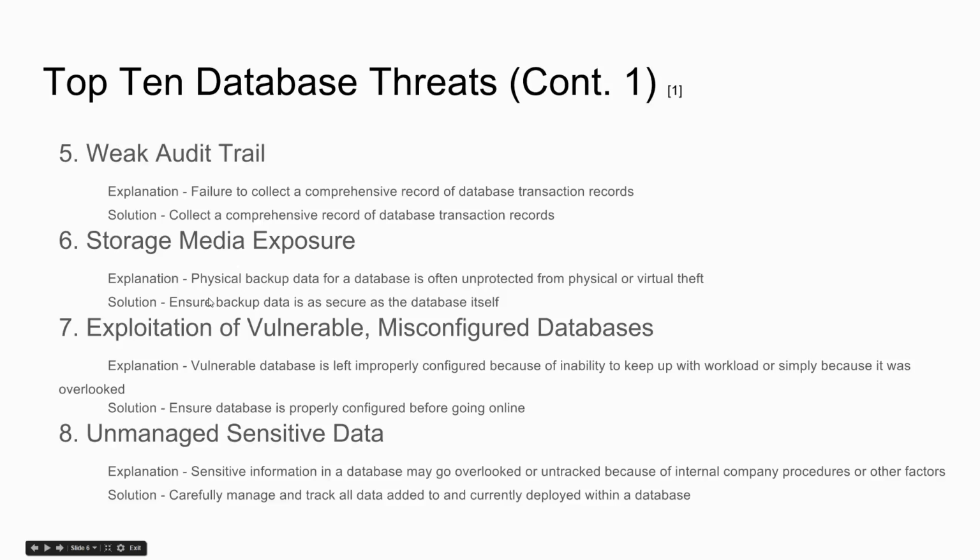Number six is storage media exposure, and that's when physical backup data for a database is often unprotected from physical or virtual theft. And we went over this in the brief introduction. You want to have your database, whether it's the backup or the physical hard drive that the database is carried on, protected from just somebody walking up and taking it.